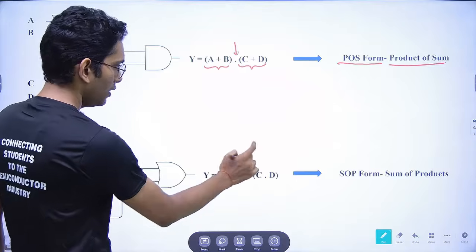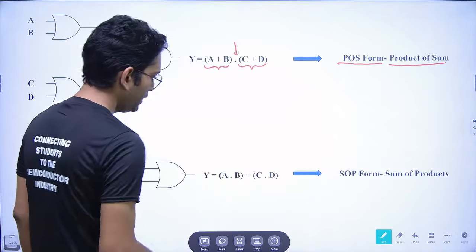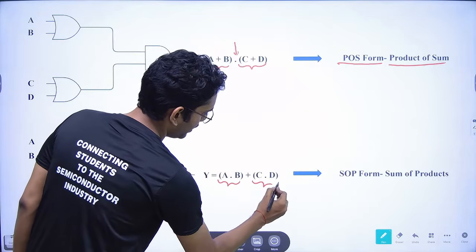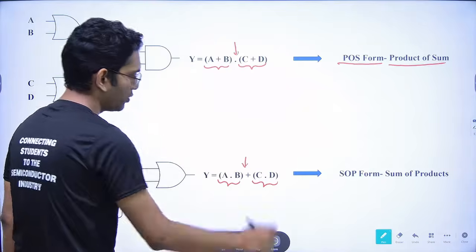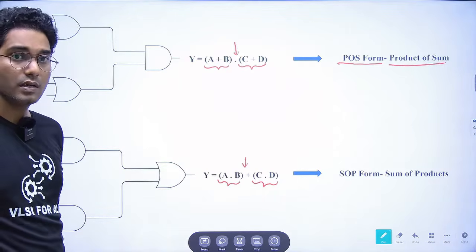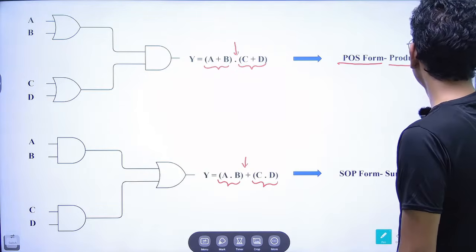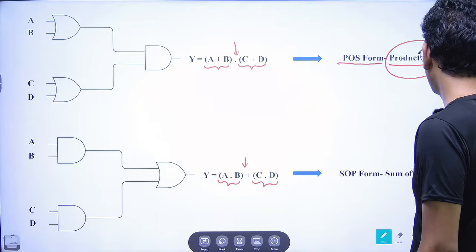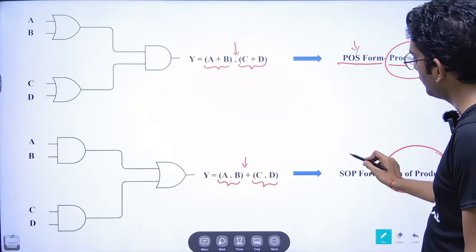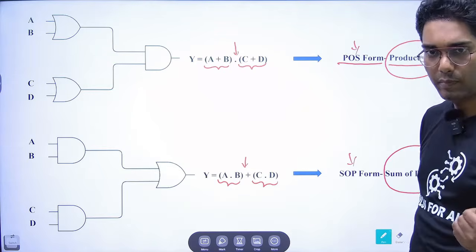Okay. Now this expression is in the form of the SOP form or sum of products. Fine. So here what is happening? This is one product, this is another product, and the sum of these two products is being taken into consideration. So this is the SOP form. Further about POS and SOP form, I will be telling you in the upcoming lectures. Fine.